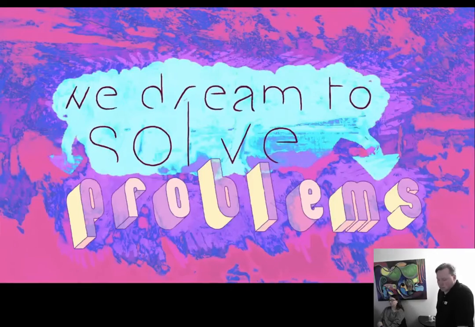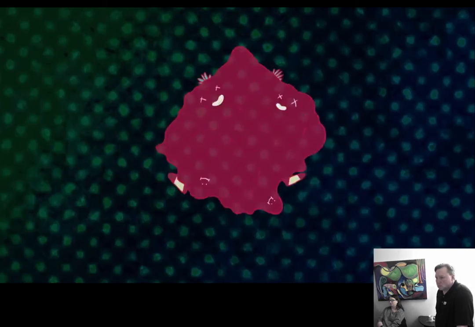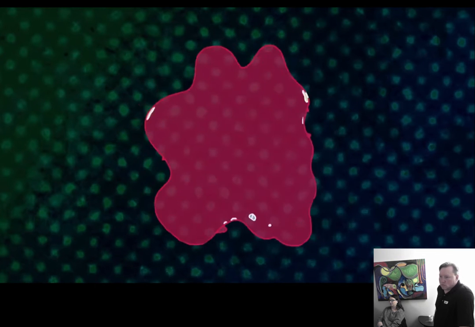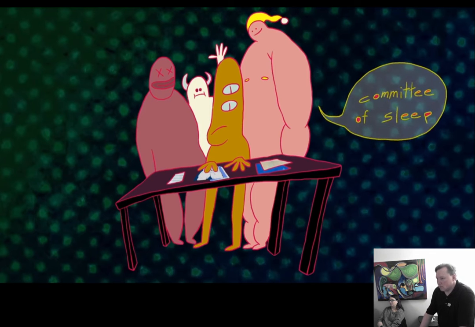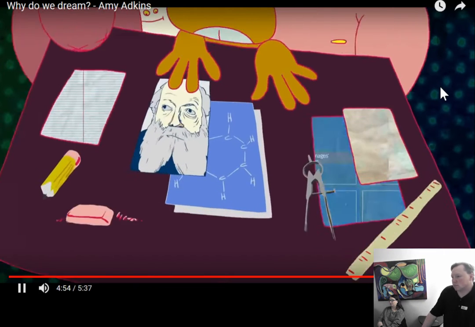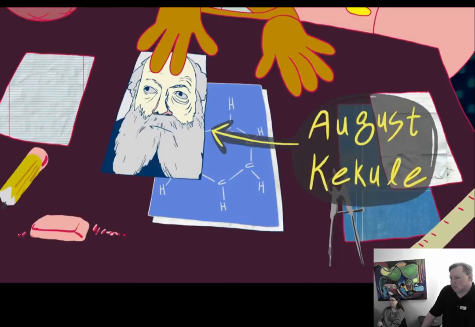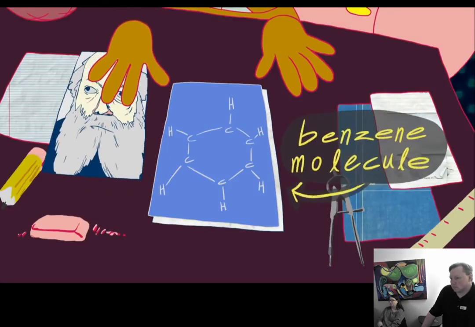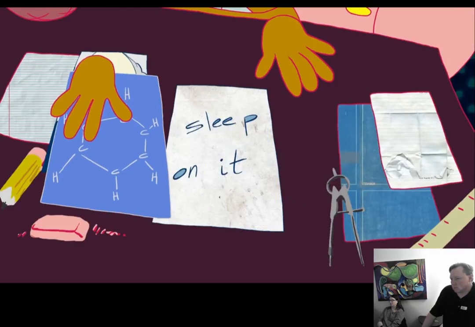We dream to solve problems. Unconstrained by reality and the rules of conventional logic, in your dreams your mind can create limitless scenarios to help you grasp problems and formulate solutions that you may not consider while awake. John Steinbeck called it the Committee of Sleep, and research has demonstrated the effectiveness of dreaming on problem solving. It's also how renowned chemist August Kekulé discovered the structure of the benzene molecule, and it's the reason that sometimes the best solution for a problem is to sleep on it.